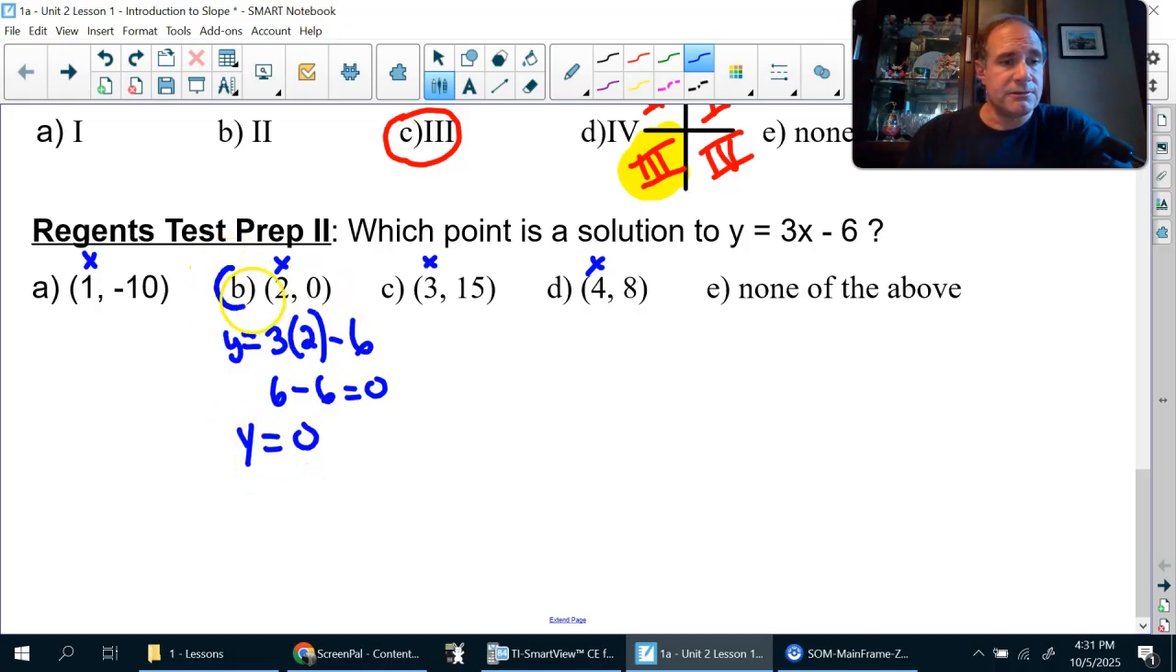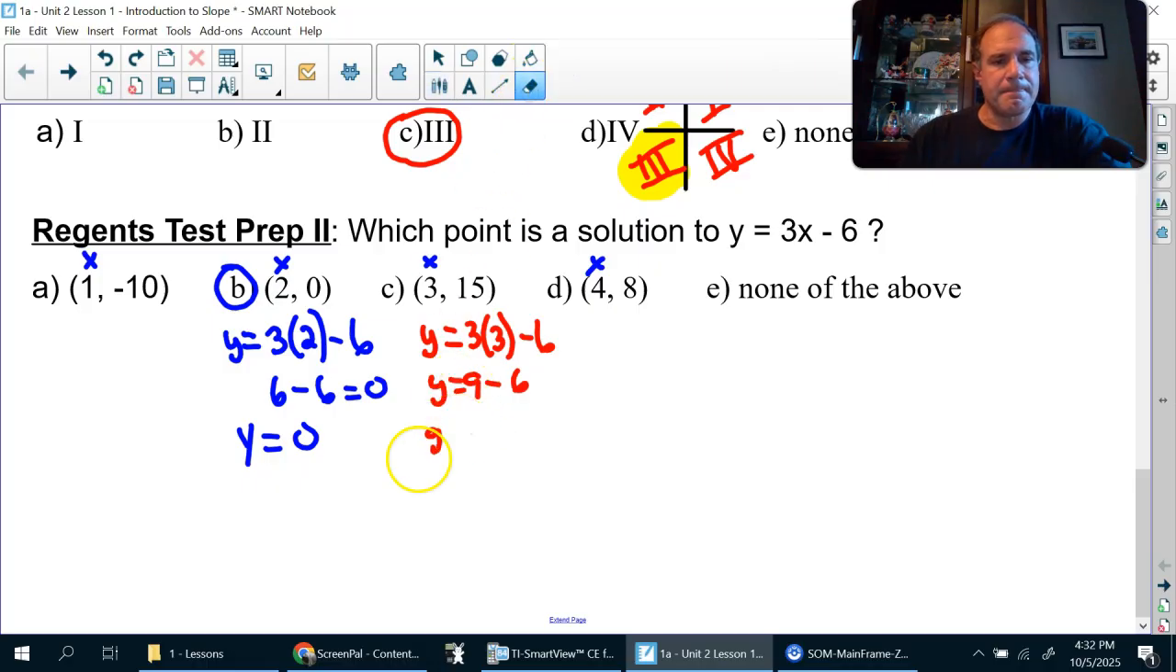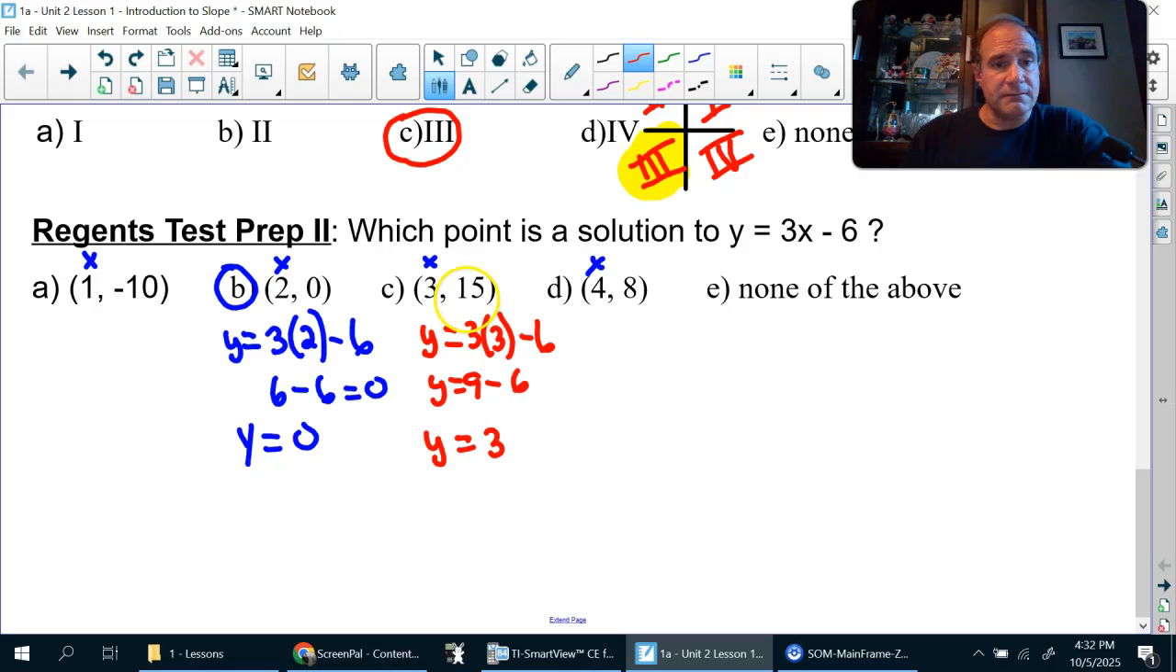So that y equals 0. So that's the answer. So if you put 3 in, let's just say you put 3 in, y equals 3 times 3 minus 6. This is 9 minus 6, and y equals 3. And y is supposed to be 15. So this is out. So you see exactly what's going on.